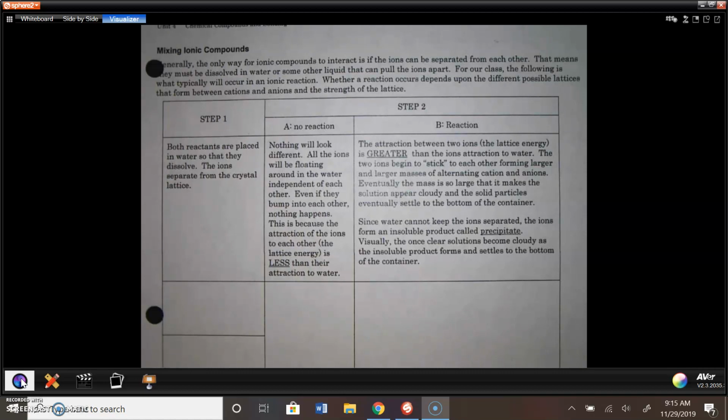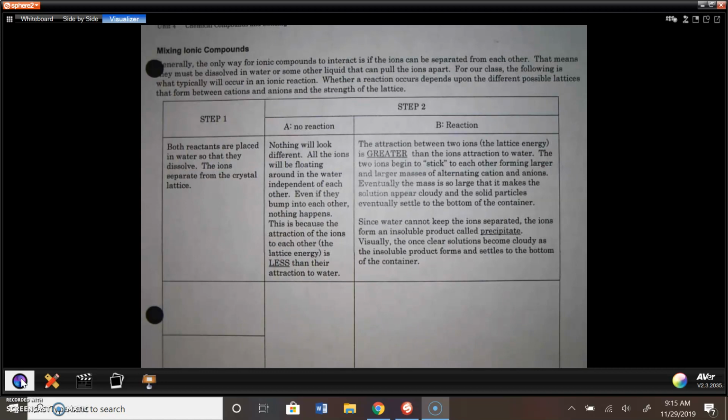If you have something with a weak lattice energy, the attraction of the ions to water is actually stronger than the attraction of the ions to the other ions in the ionic crystal. And so water is able to actually pull that crystal apart and it dissolves.